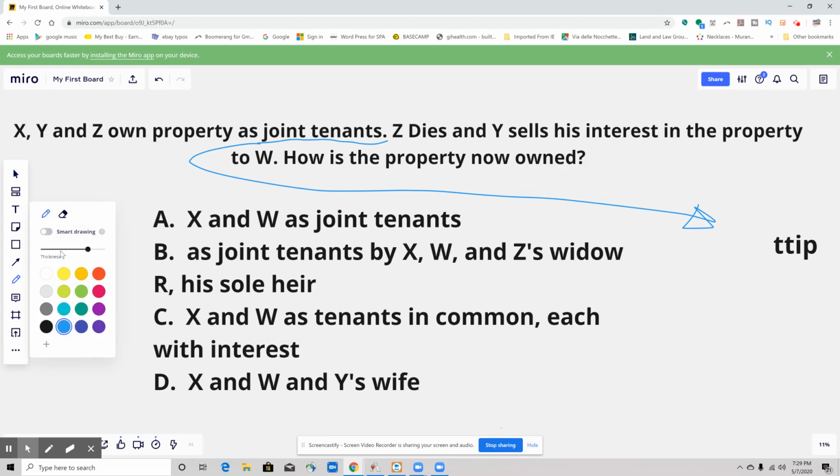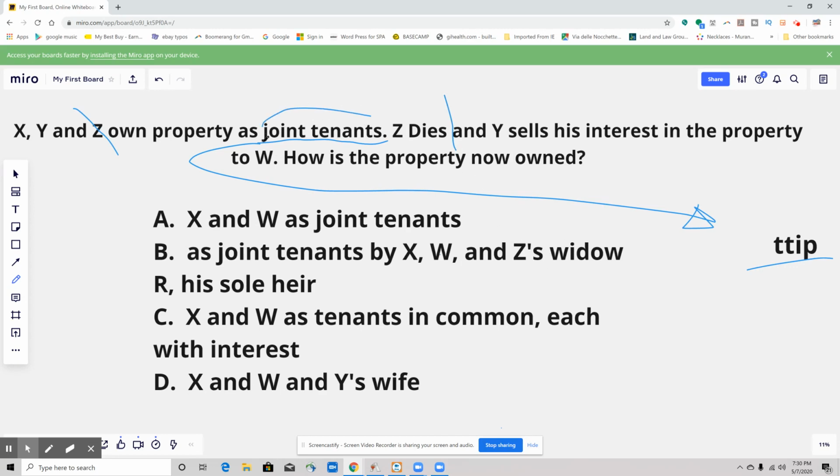In this example, X, Y, and Z own the property. Z dies. We just talked about what happens when Z dies. So now X and Y still own the property as joint tenants, because that has not changed. They had the property as joint tenants, and they assumably met the requirements of time, title, interest, and possession. They had the four unities. So right up to here, X and Y own the property as joint tenants.